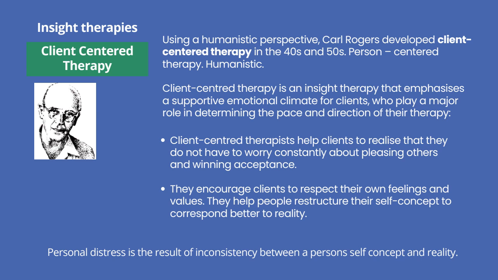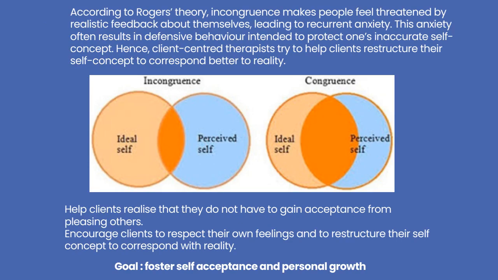And they work on the assumption, or Carl Rogers' theory worked on the assumption, that any kind of personal distress is a result of an inconsistency between how we see ourselves and what is actually happening in reality. And it's the incongruence between those two things that causes anxiety and distress, and that's part of the therapeutic treatment, is trying to resolve that incongruence. So Rogers' theory, talking about incongruence, makes people feel threatened by realistic feedback about themselves.